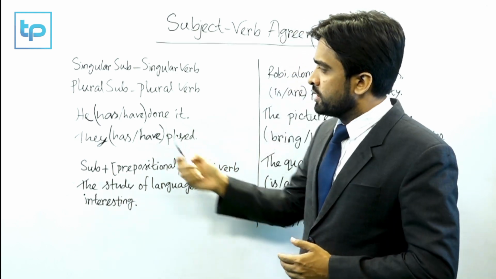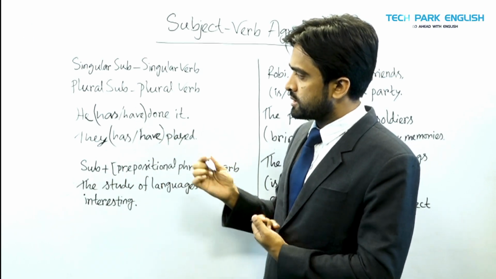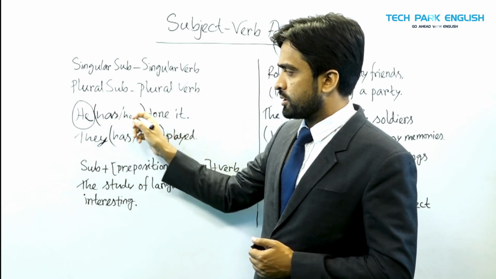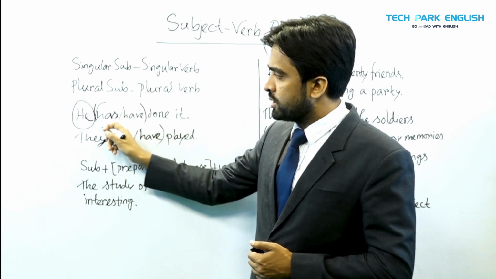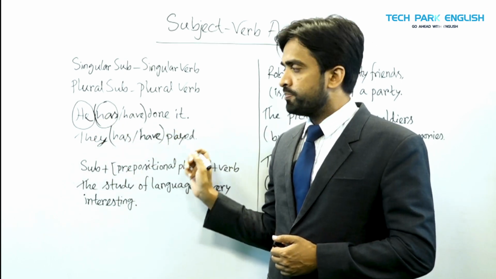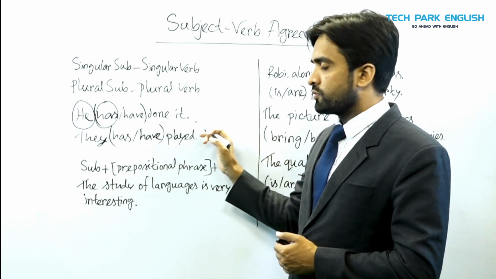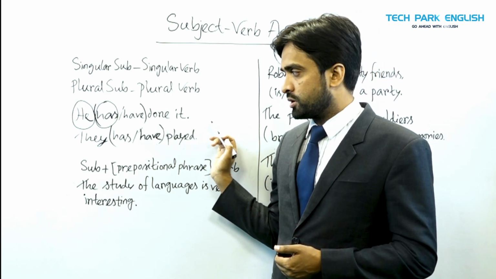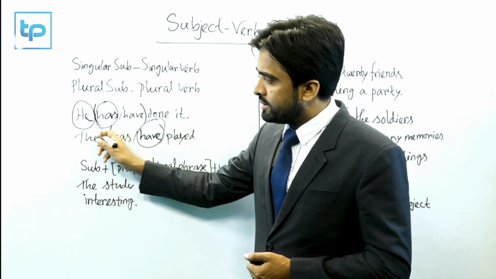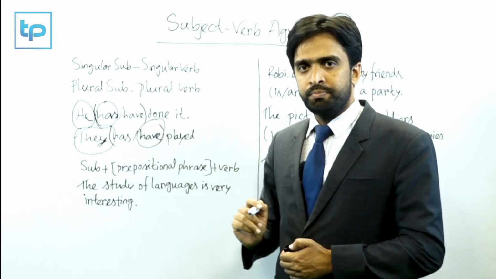For example, he has or have done it. Which one is correct? Here, as he is singular, so the verb has to be singular. So which one should be the correct one? That is has. We could say he has done it. They has or have played could be any game like football, cricket, or any other game in the world. So they has or have. It has to be have because it is plural subject, so the verb has to be plural.